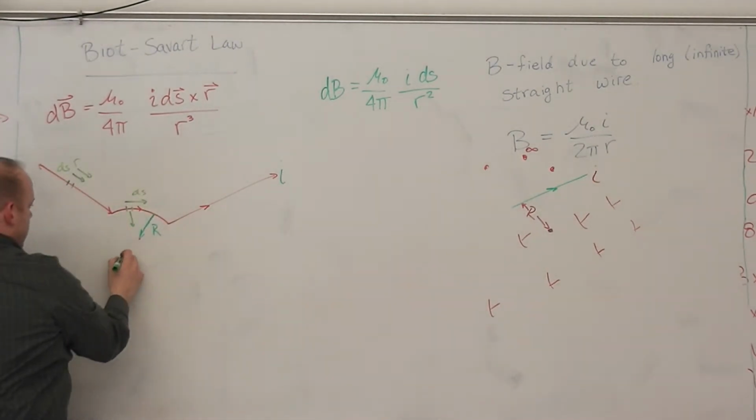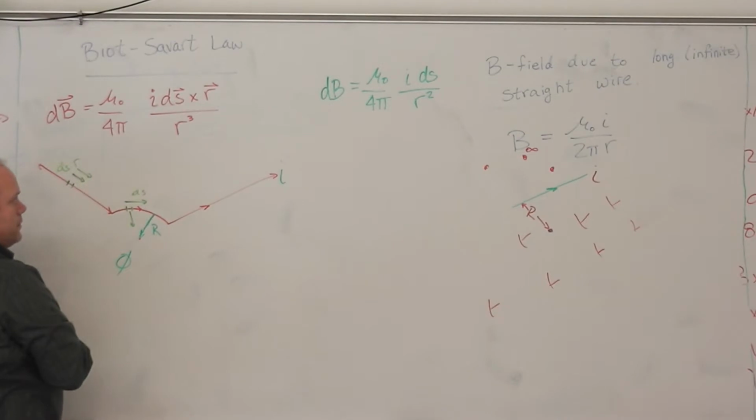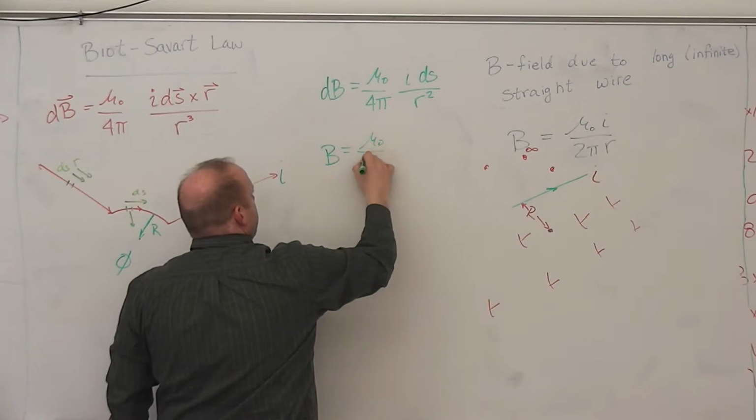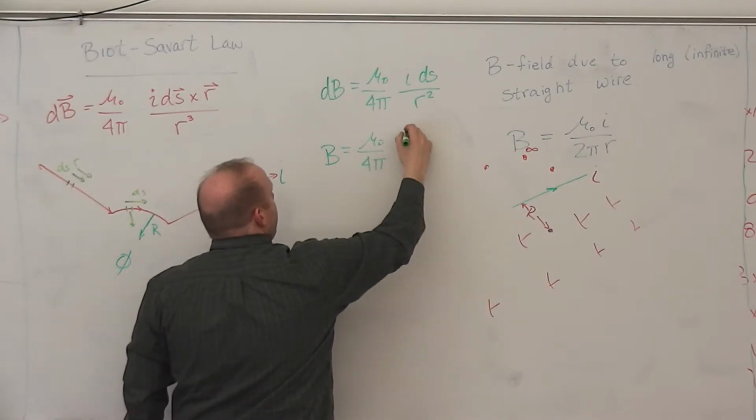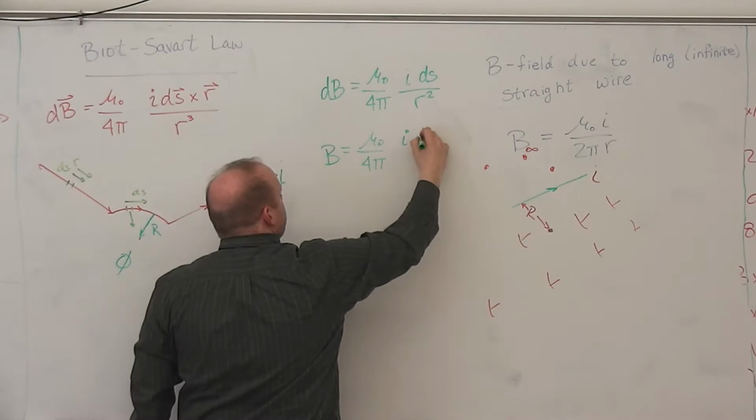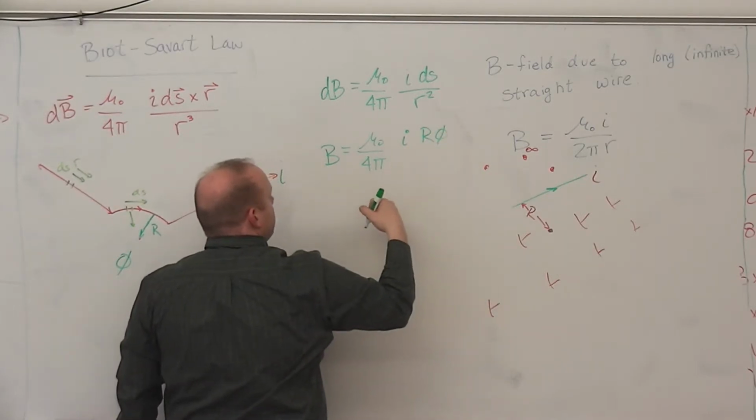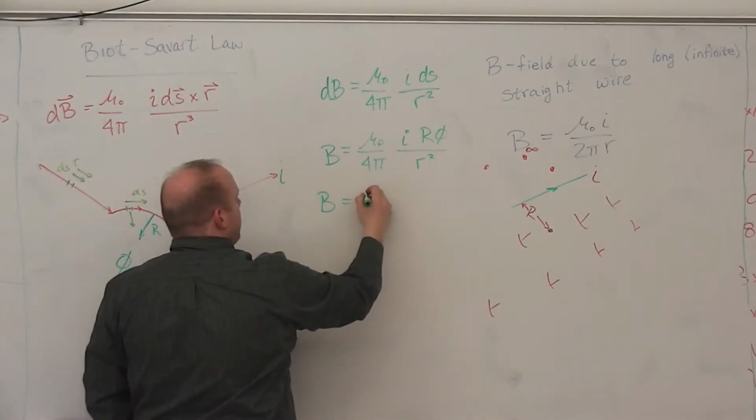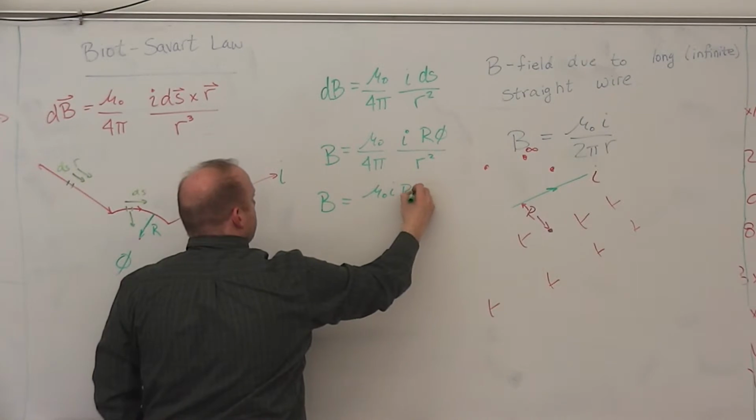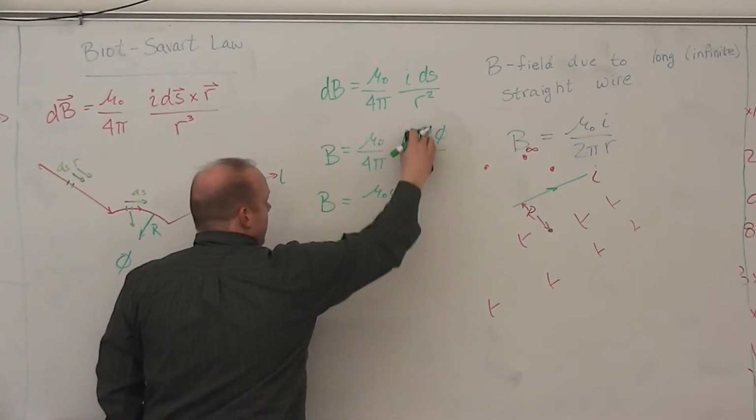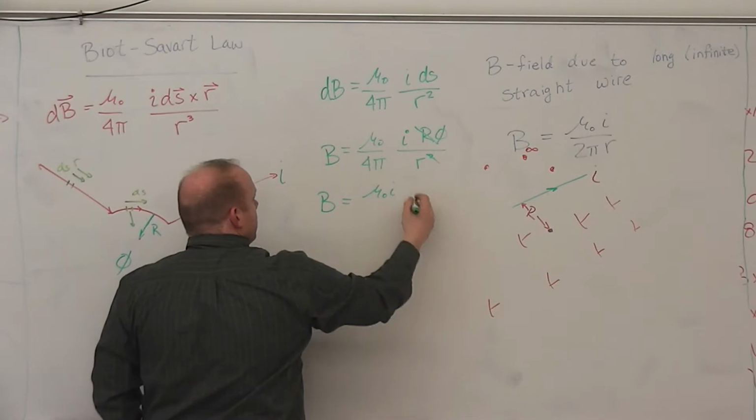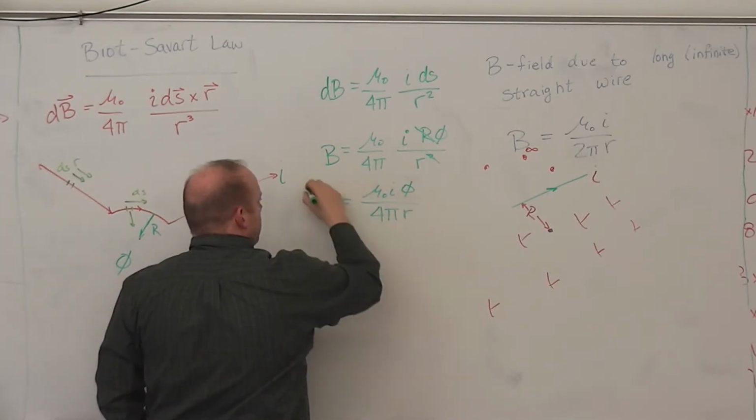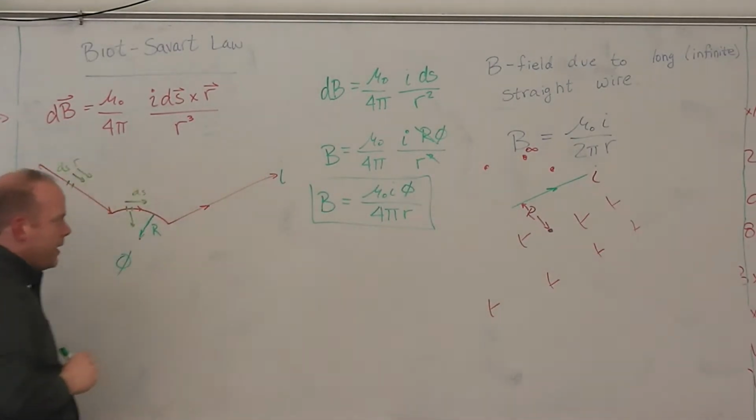If this is an angle, I'll just say it's an angle phi. My magnetic field will equal mu naught over 4 pi times I ds, and ds is arc length. That's going to be r times the angle phi in radians, over r squared. So usually we write that together now: mu naught I r, oops, that r will cancel out. Mu naught I phi over 4 pi r. So that's the magnetic field from a partial ring.